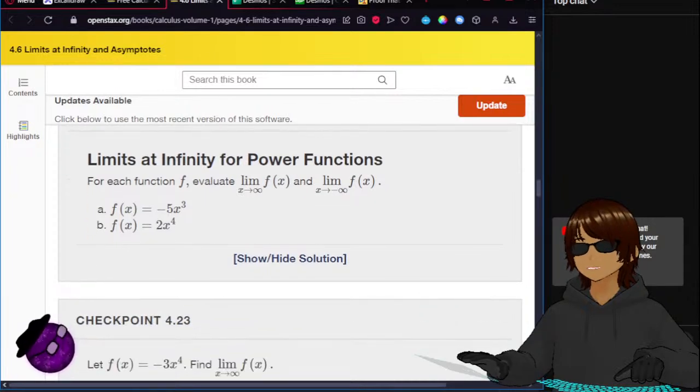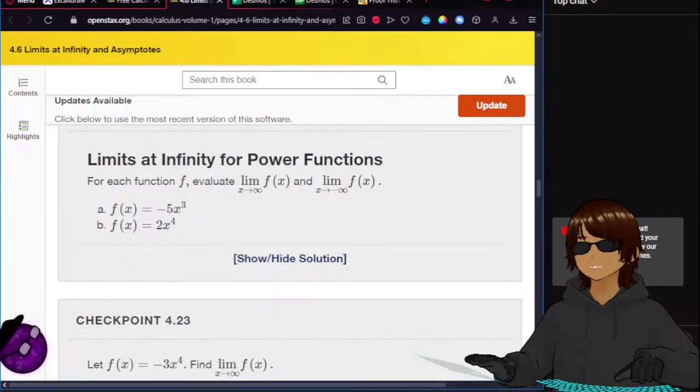For each function, evaluate. Okay, for this, it's obvious. As x goes to infinity, f of x goes to negative infinity. And as x goes to negative infinity, f of x goes to positive infinity. And the case is opposite for this one.